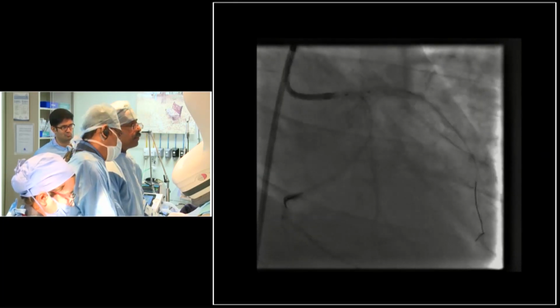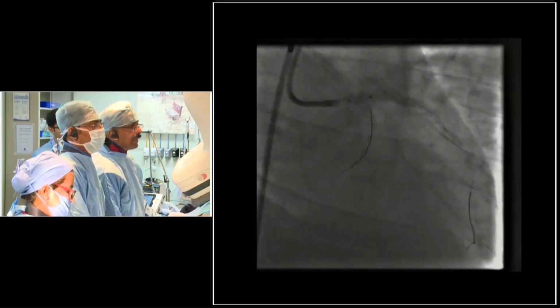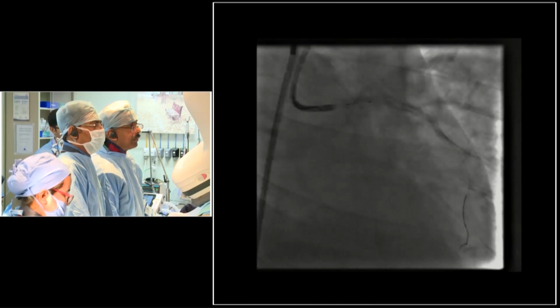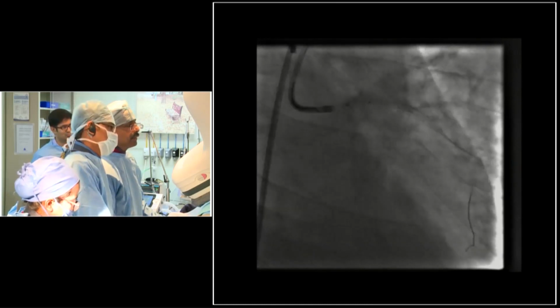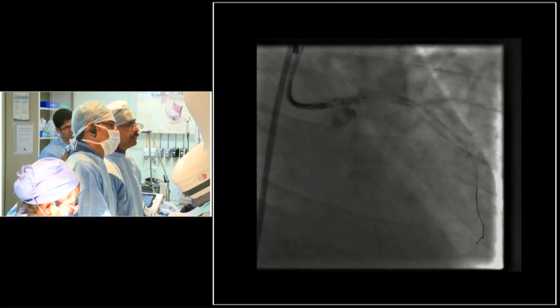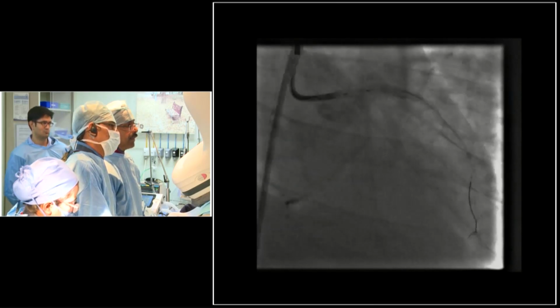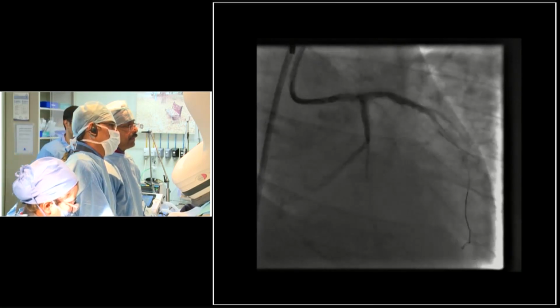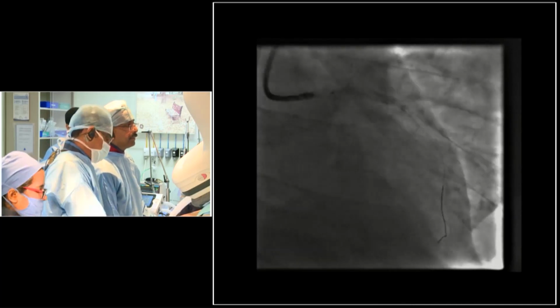Okay, so what I'm doing is I'm just pulling that wire back. Anyway, if you require, we'll recross it. There's no issues at all. No problem. Small check. Come back, sir. Coming back. Yeah, go to LAO caudal view, please.